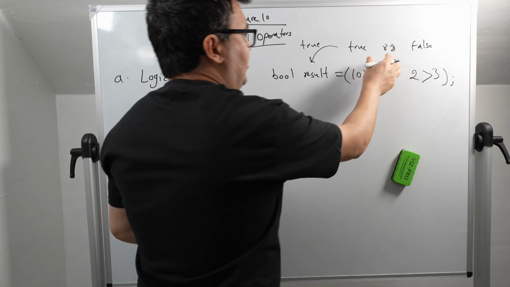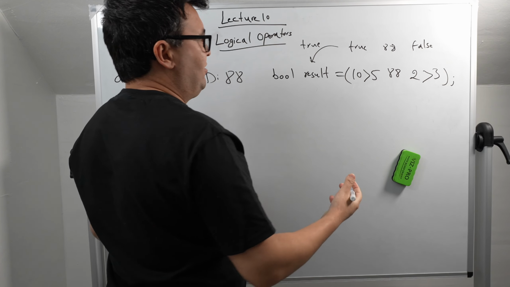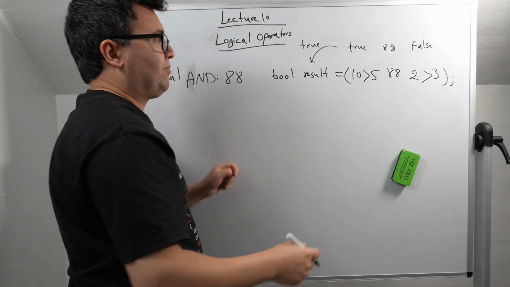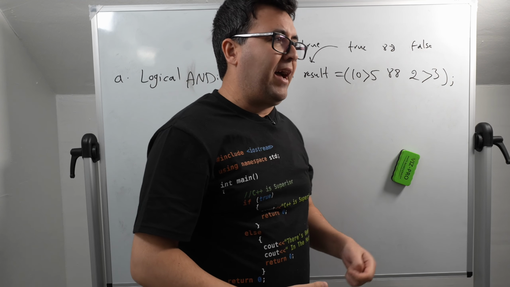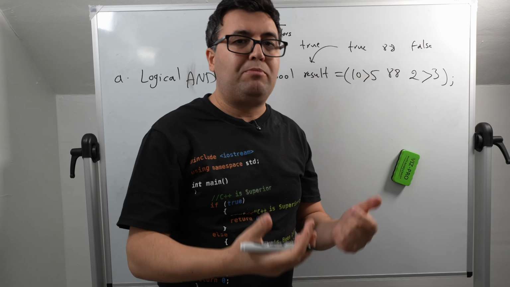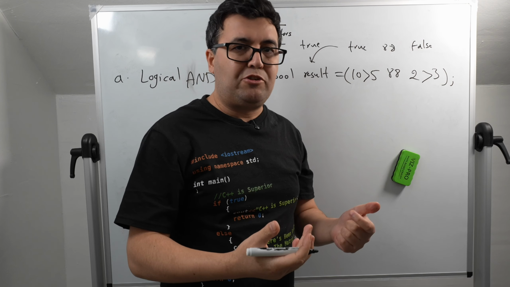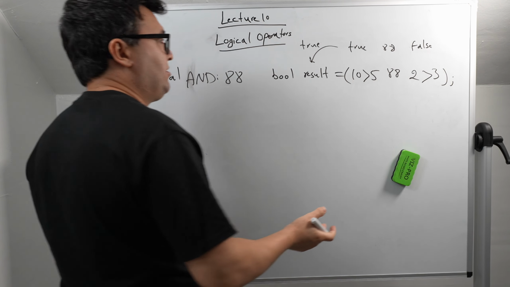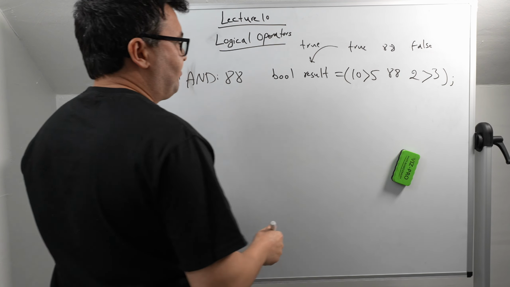So the result of the AND operator will be false because one of the conditions is now false. In the AND operator, both results should be true. Both results should be true, so the result will be true. Otherwise, if one of them is false, the result will be false.